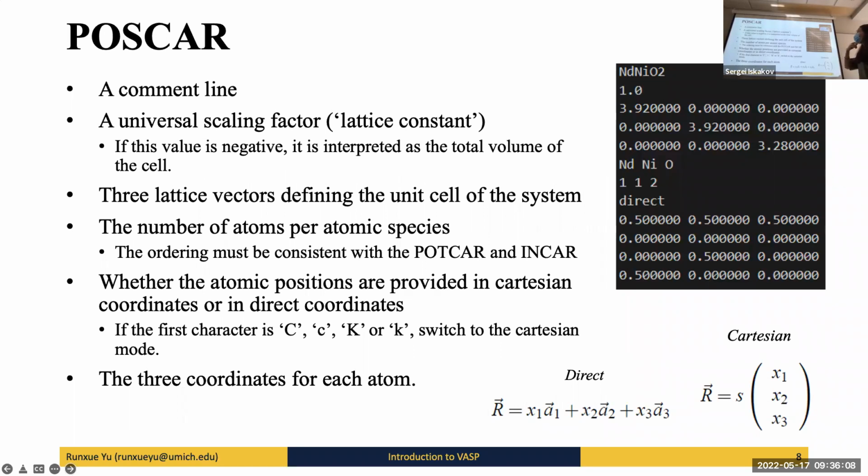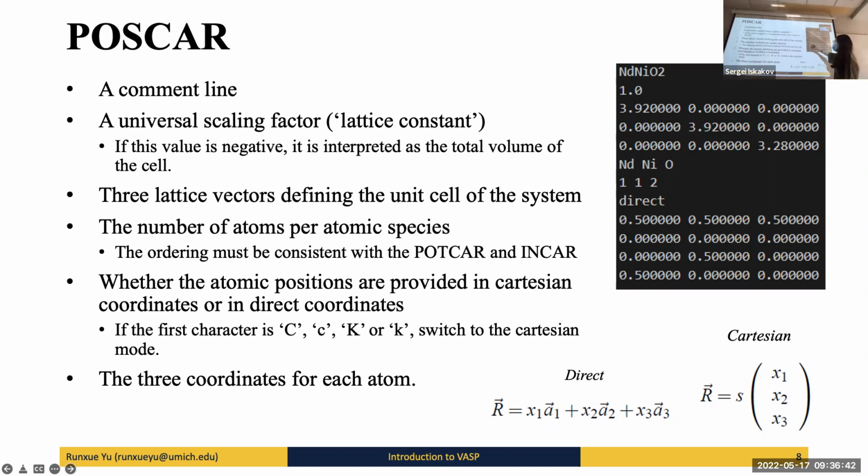Yeah, so, and the third file is the POSCAR. It determines the lattice geometry. So the first line is a comment line, and then you can give the universal scaling factor, which we will also put the lattice constant here. So if you are in the cubic, then you can put the lattice constant here. And then the three lines give us three lattice vectors defining the unit cell of the system.